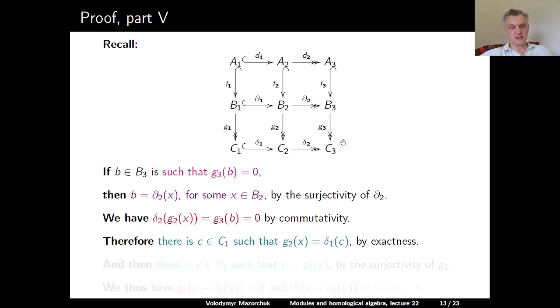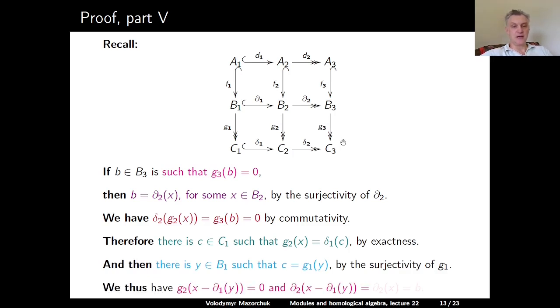Since the last row is exact, this means that G2 of X is equal to delta 1 of some element C in C1. Since G1 is surjective, we can write C as G1 of Y, where Y is an element in B1. So this implies that G2 applied to X minus partial 1 of Y is equal to 0. And partial 2 applied to X minus partial 1 of Y is equal to the partial 2 of X, and this is equal to B.